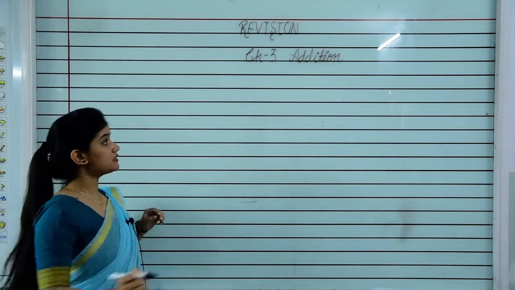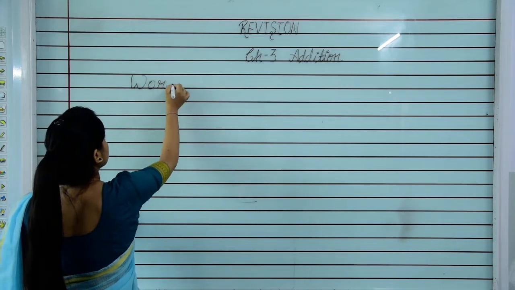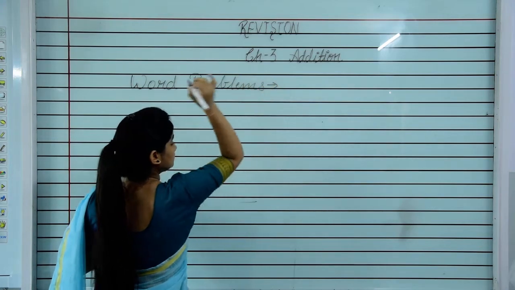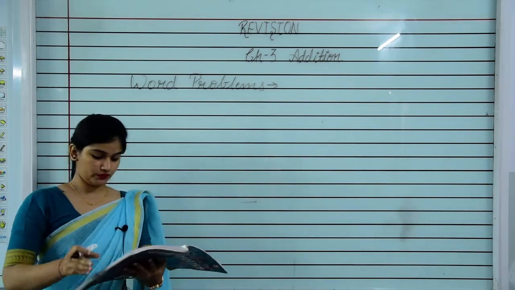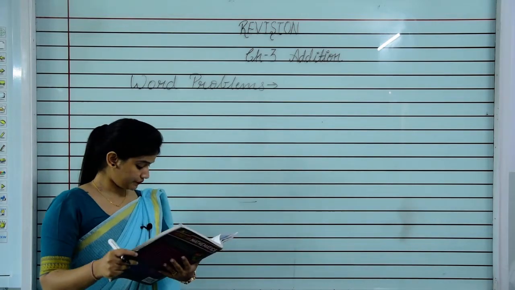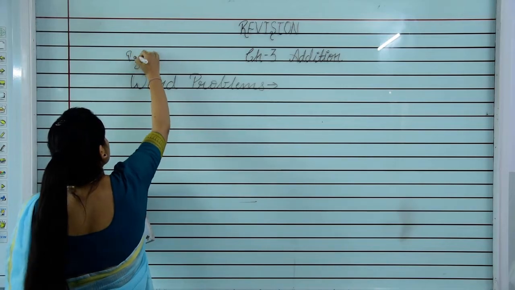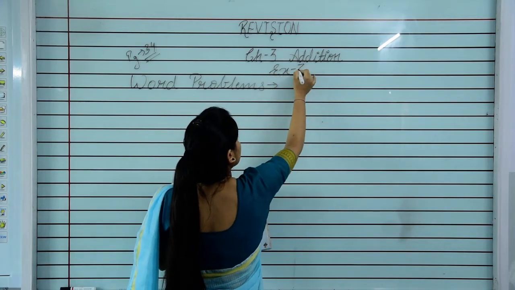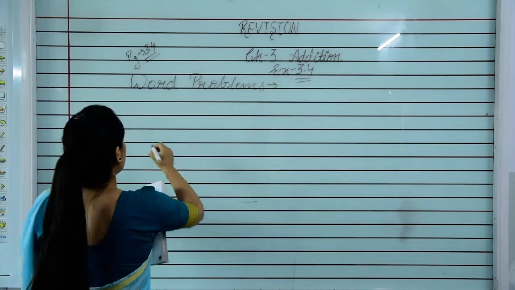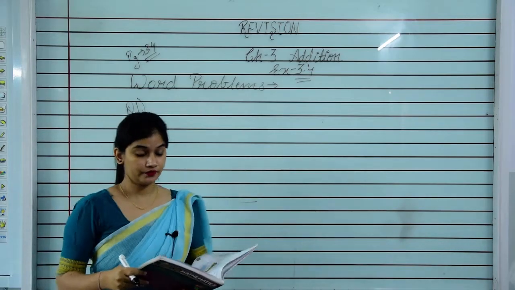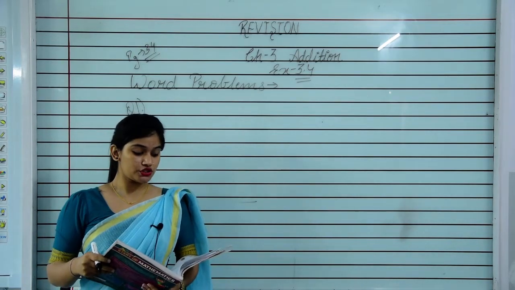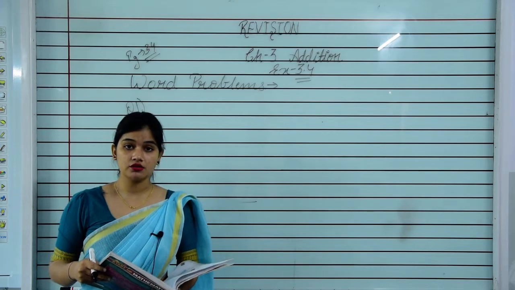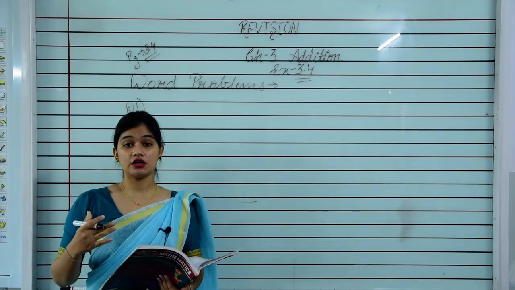The next topic is word problems. So students, open page number 34 in your book. Page 34 in your book, exercise 3.4. We are doing question number 1. Question number 1 is, which number is 6582 more than 9276?